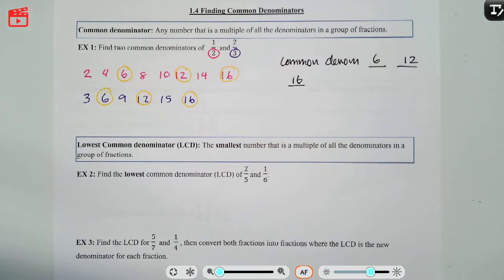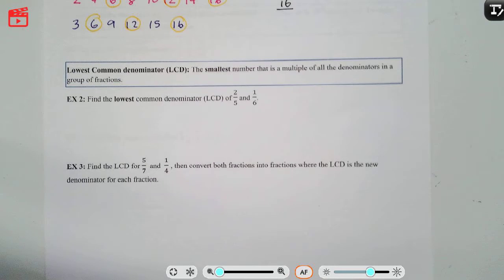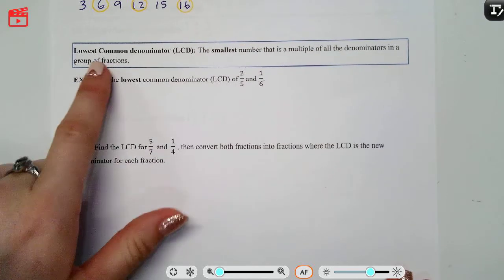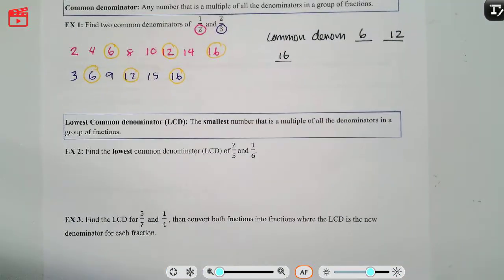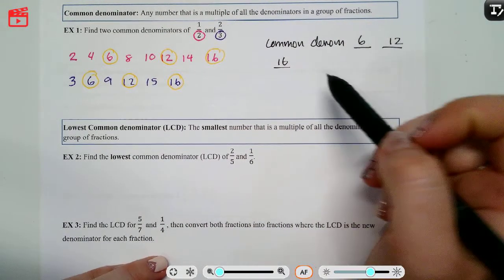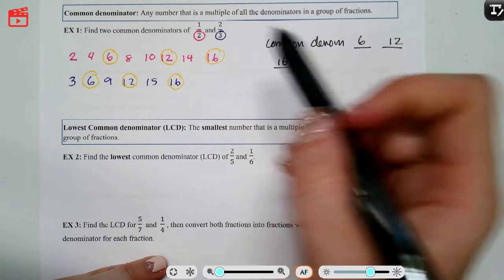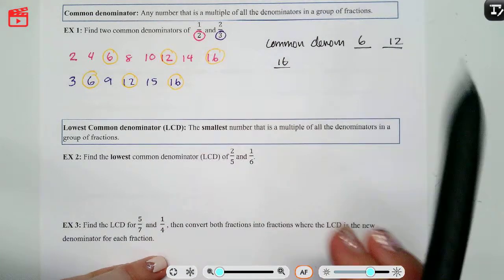Okay, so that's just finding any old common denominator. There are multiple common denominators for pretty much any number. But sometimes we don't want any old common denominator. We want the lowest common denominator. So in math, a lot of the times you want to go with the smallest numbers possible because they're easier to work with. Okay, so the lowest common denominator is the smallest number that is a multiple of all the denominators. Okay, so for this example above, which would be the lowest common denominator? 6, 12, or 18? Well, lowest, think small. The lowest common denominator is going to be 6. Okay, that's the lowest common denominator. So if I was looking for that, I would have picked 6.